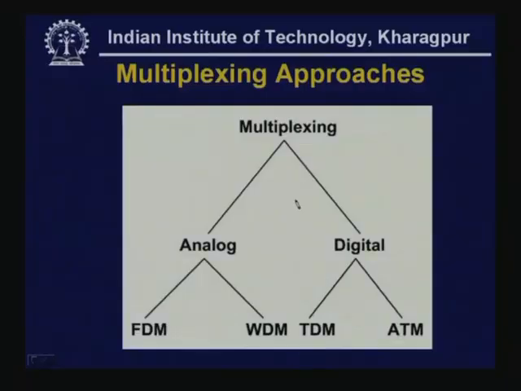Then coming to the digital one, that is time division multiplexing. We have discussed FDM and WDM, which use analog signaling as you have seen, and now we shall consider time division multiplexing and its two types, synchronous and asynchronous, which use digital signaling.